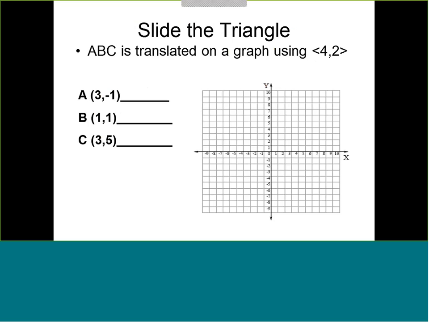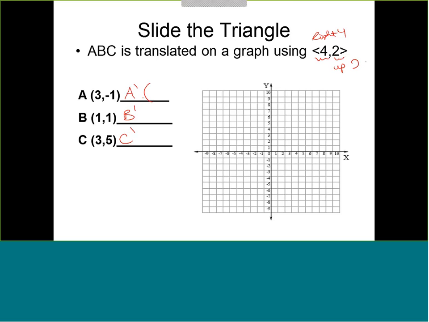Slide the triangle. So ABC is translated on a graph using 4, 2. So this 4, 2 is telling me to the right 4, up 2. Now if I wanted to, I could plot these 3 points, or I can just go ahead and use the algebraic notation. So this is telling me to add 4 to my x, add 2 to my y. So I can use that algebraic notation to come up with my coordinates and then not have to plot it and translate it.